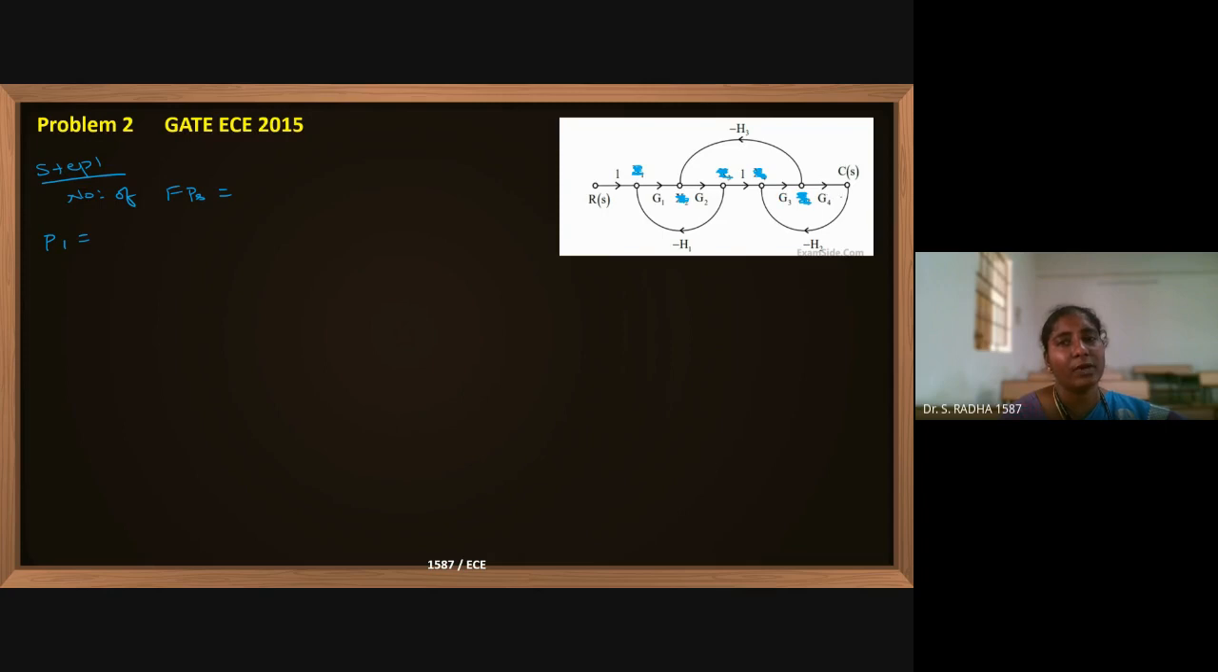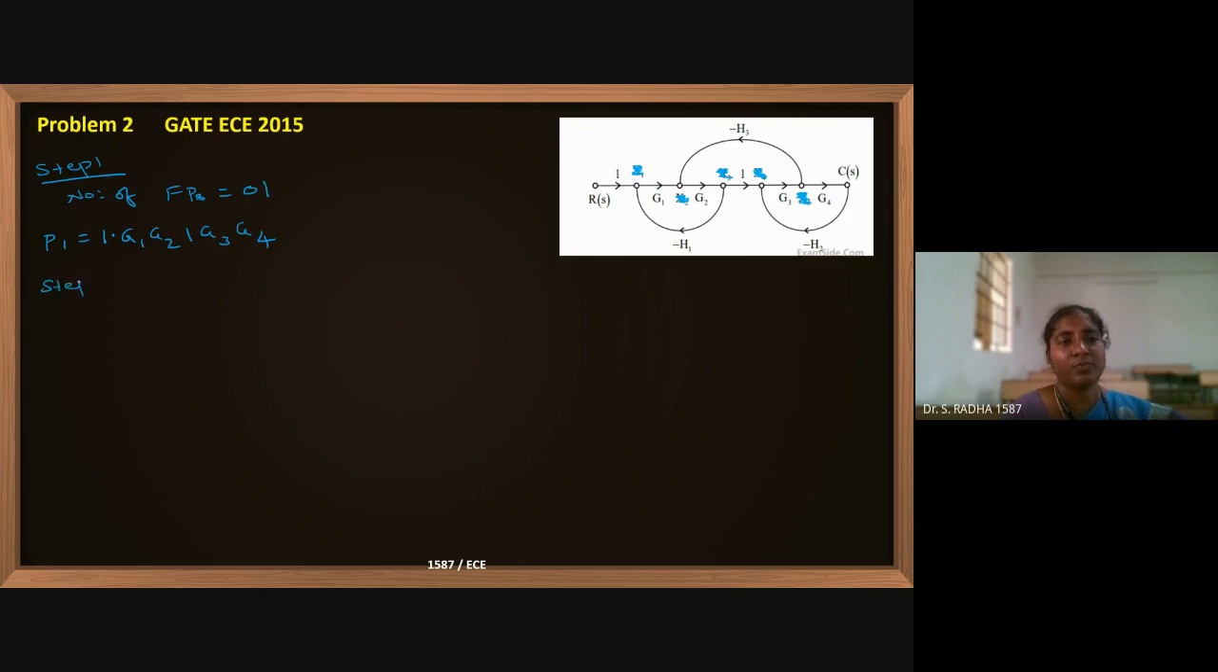For the arrow mark, the gain will be mentioned. Only gain should be used in the calculation. First forward path: it is 1 into G1, G2, then 1, G3, G4. I am reaching the output. This is one forward path. I don't find any more forward paths, because only the forward direction is required. I should not come back and repeat any node or any branch. That's why only one forward path is possible.